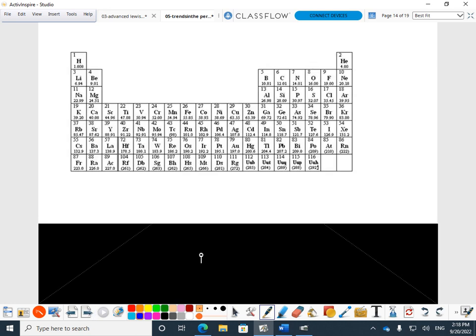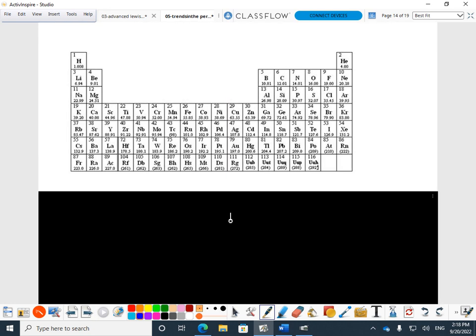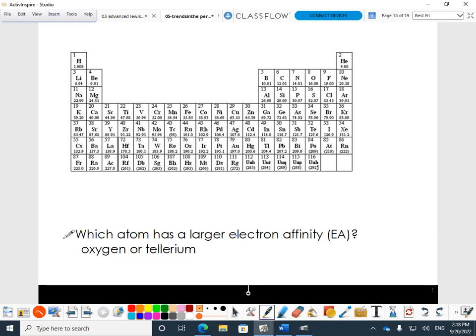Okay, so I tried to pick an element that we don't often use. So I picked tellurium, which is Te, and oxygen. So they're in the same group. I picked larger again. I should have picked smaller, but that's okay. Which one has a larger electron affinity?